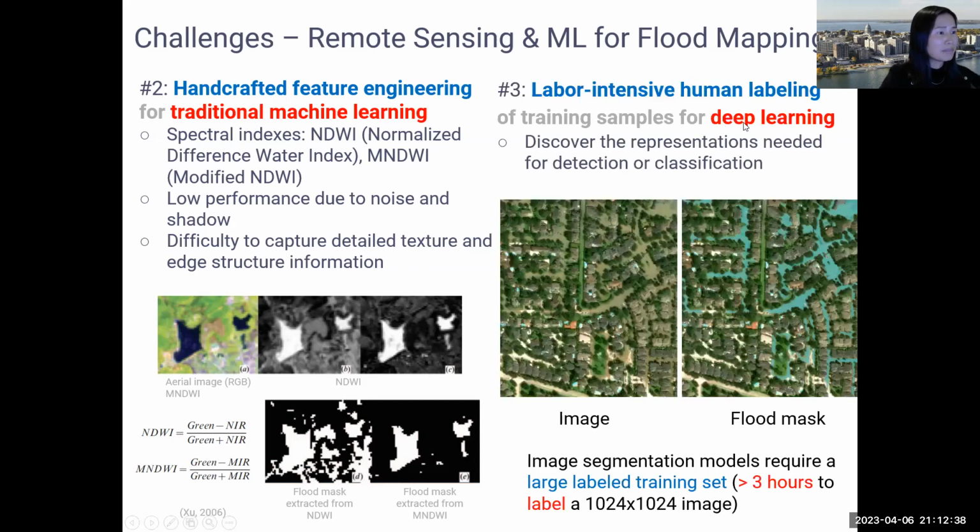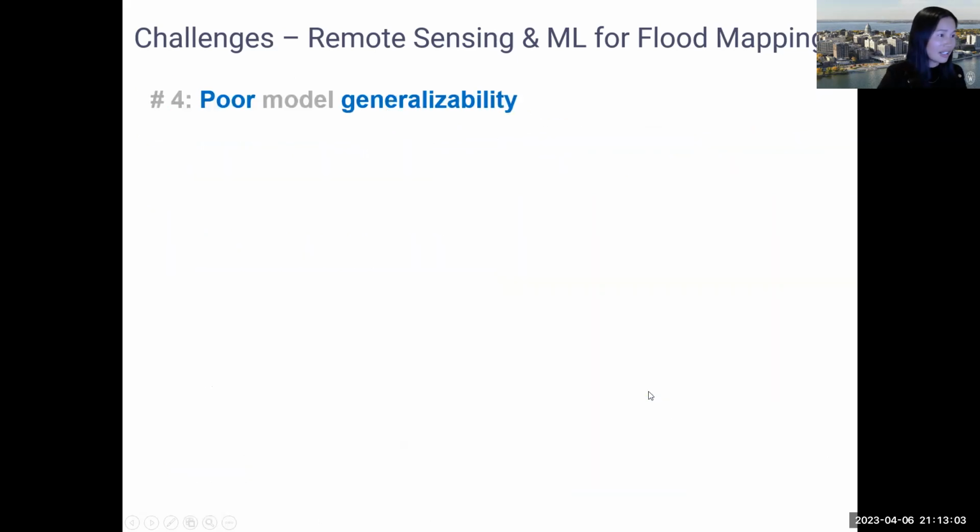While the deep learning-based method addresses the handcrafted feature engineering required for traditional machine learning, however, it requires a large number of samples to obtain good performance. It even takes more than 3 hours for an expert to label a small area of image for model training. So this is a really time-consuming process.